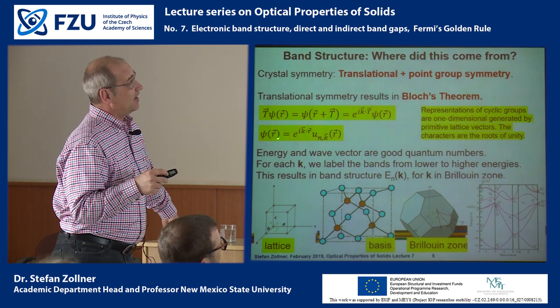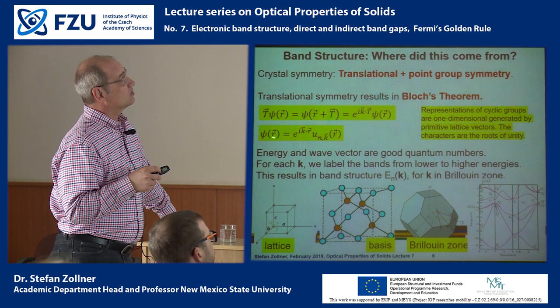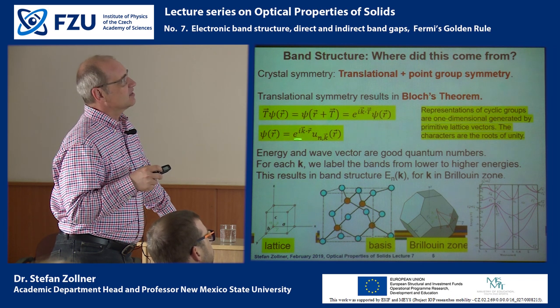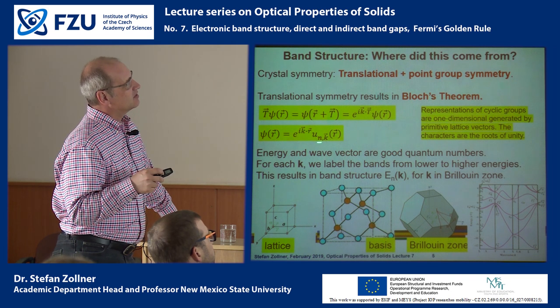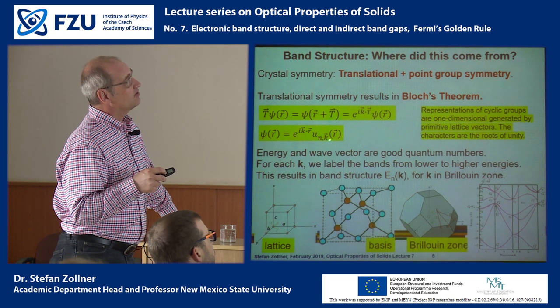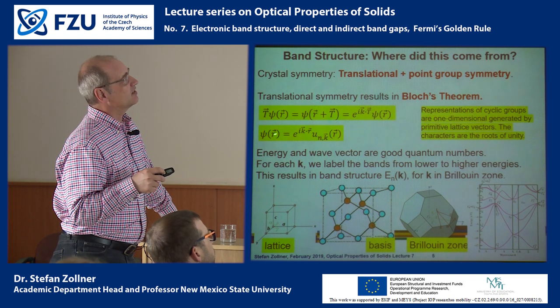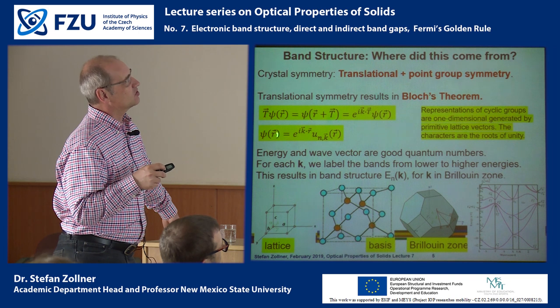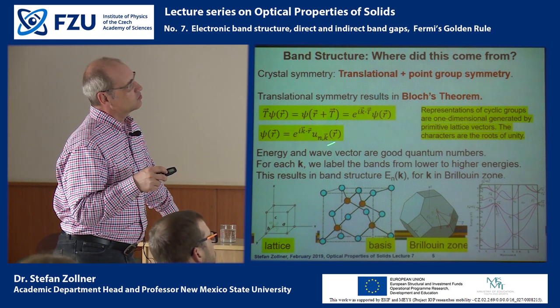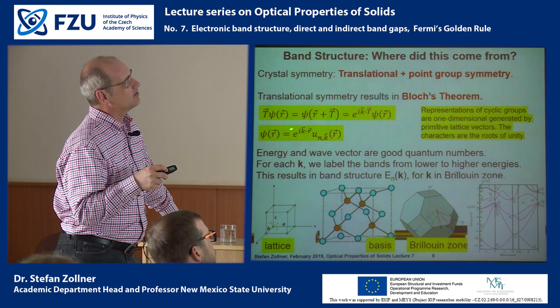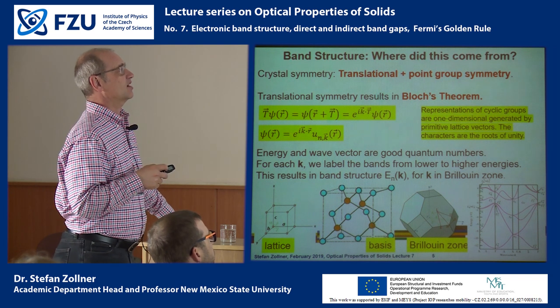And then if I know that, I can conclude that the wave function must be equal to a plane wave multiplied by a wave function u, which is periodic in the crystal. You see, this wave function psi here is not periodic in the crystal. That is not the same in every unit cell. But this wave function u is the same in every unit cell. And to get the full wave function, I need to multiply with this complex exponential.